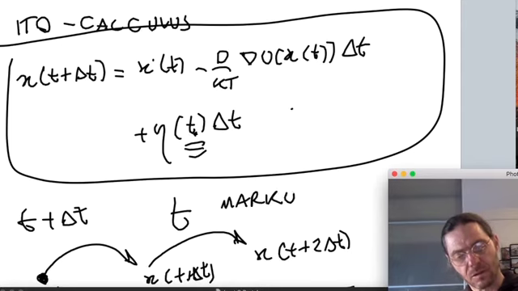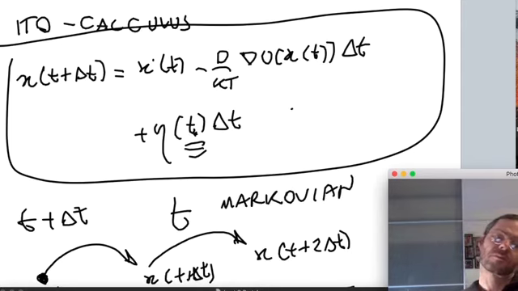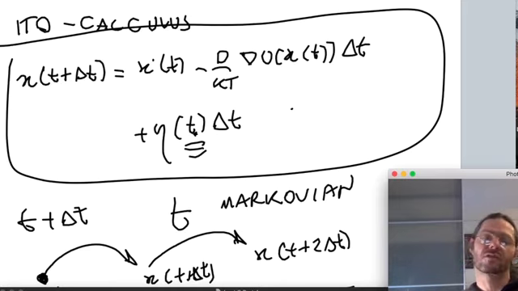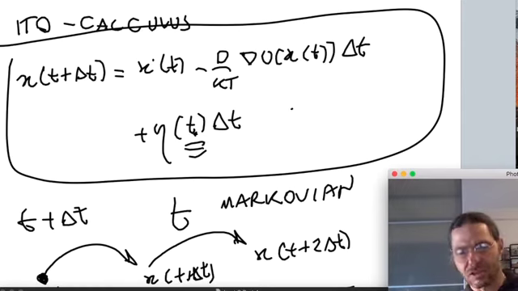What is a Markovian process? A Markov process is a stochastic process in which the configuration at time t plus delta t only depends on the configuration at time t. It is the system with the least memory. Now, the overdamped Langevin equation in Ito calculus defines a Markovian process in configuration space, while the underdamped Langevin equation defines a Markovian process in phase space. So in this sense, the Langevin dynamics defines a Markovian process.